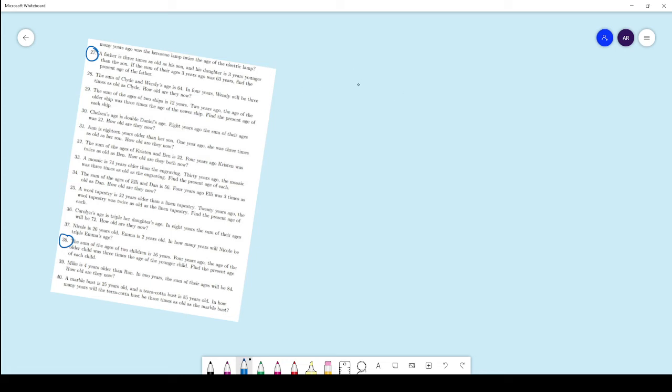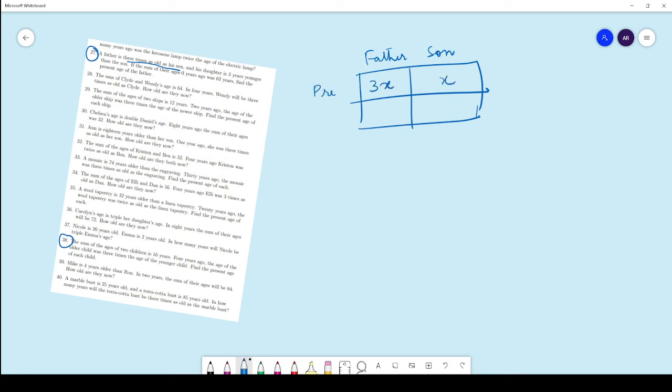So once again, we have a column ready. A father is 3 times as old as his son. So it is father and son. If the son is x years old, the father is 3x. Let us take this as the present age. 3 times as old as his son. And his daughter is 3 years younger than the son. So we have the daughter into the picture as well. Daughter is 3 years younger than the son, so that makes the age of the daughter x minus 3.